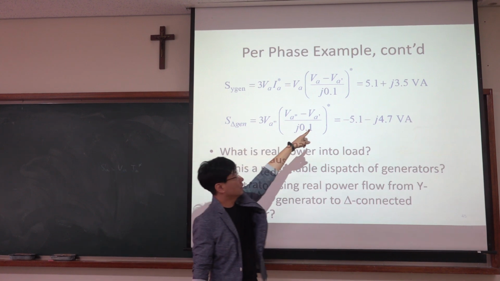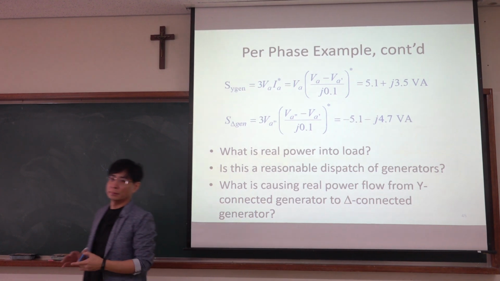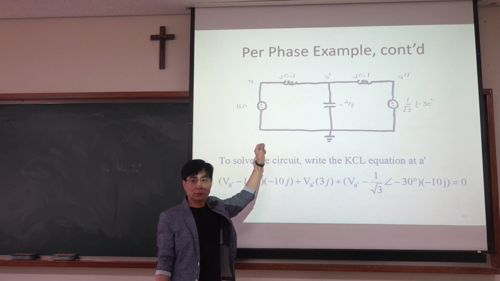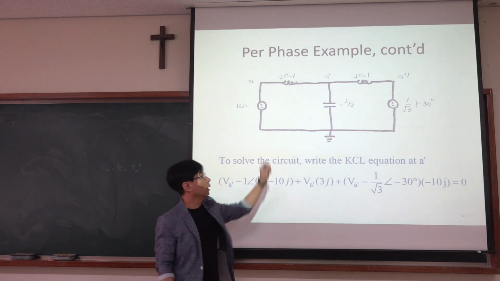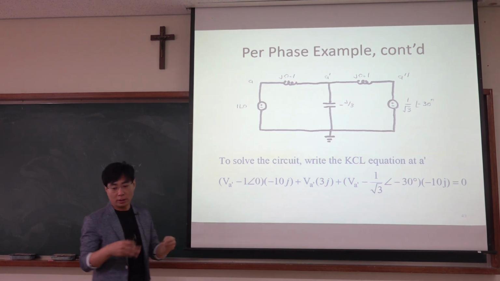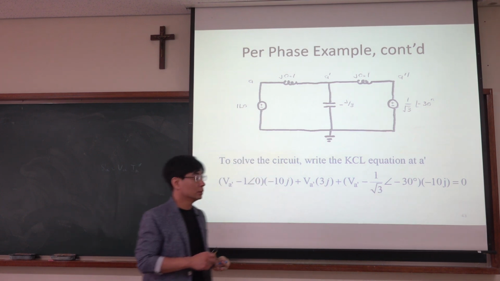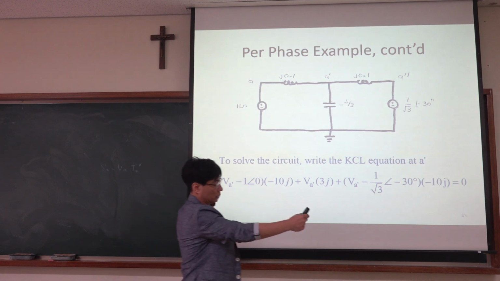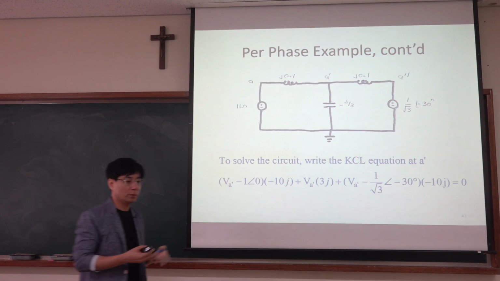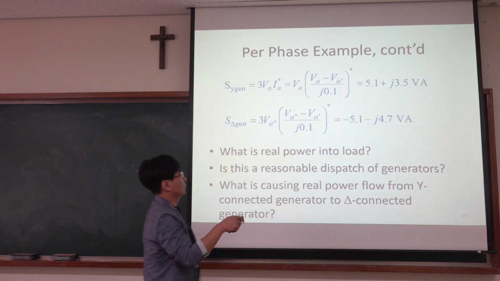Actually, the sum of these two active powers is 0. Why is that? The reason is that in this circuit there is no resistance. There is no resistor here. We only have inductor and capacitor, so they do not consume real power. They do not consume active power. So the sum of the two active powers delivered from the two generators should be 0, because the load does not consume any active power, right? So the sum of these two is 0.